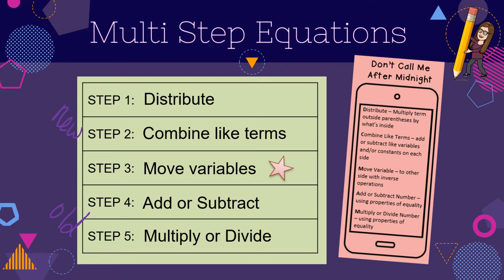And so the acronym "Don't Call Me After Midnight" helps remind me of the steps' order. D is for distribute, C is for combine, M is for move, A is for add or subtract, M is for multiply or divide.